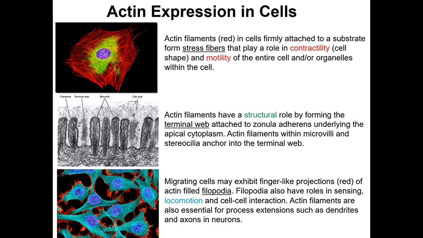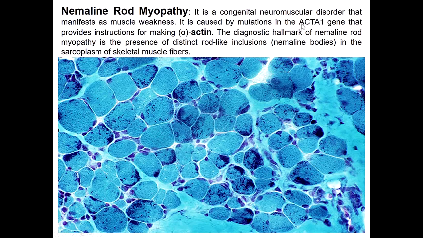You can have defects in actin synthesis. If you have a mutation in the ACTA1 gene that instructs actin synthesis, you get what is called nemaline rod myopathy, which is characterized here by these blue areas in the muscle cells. And this leads to defective muscle fibers. Again, muscle weakness would be one of the manifestations of this disease.